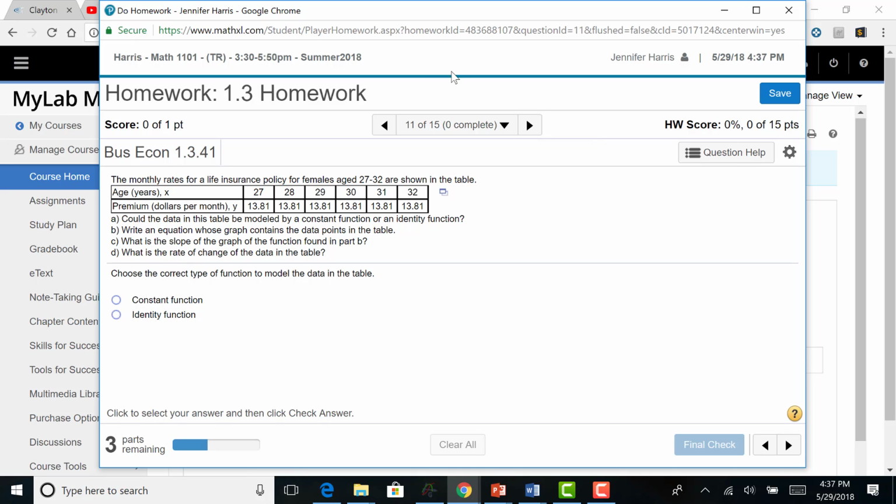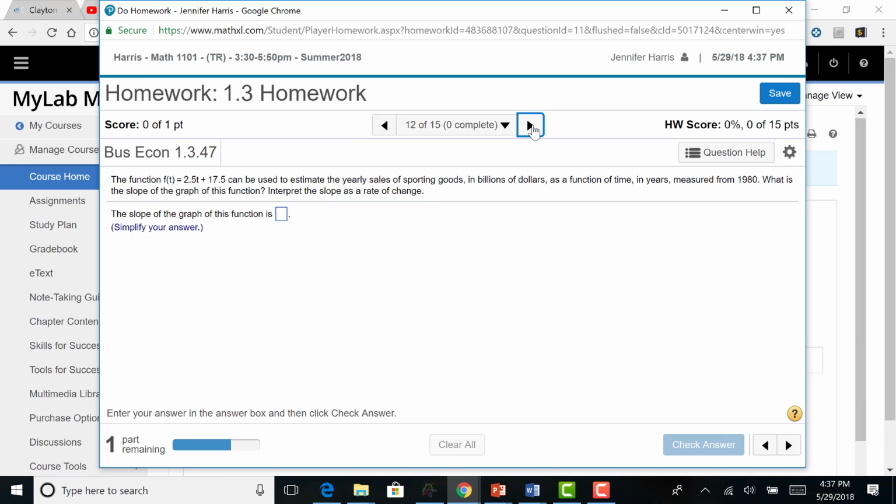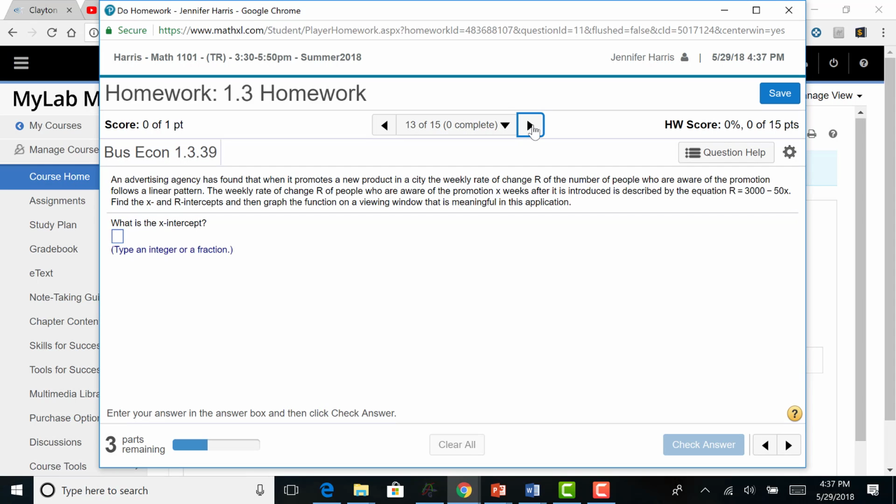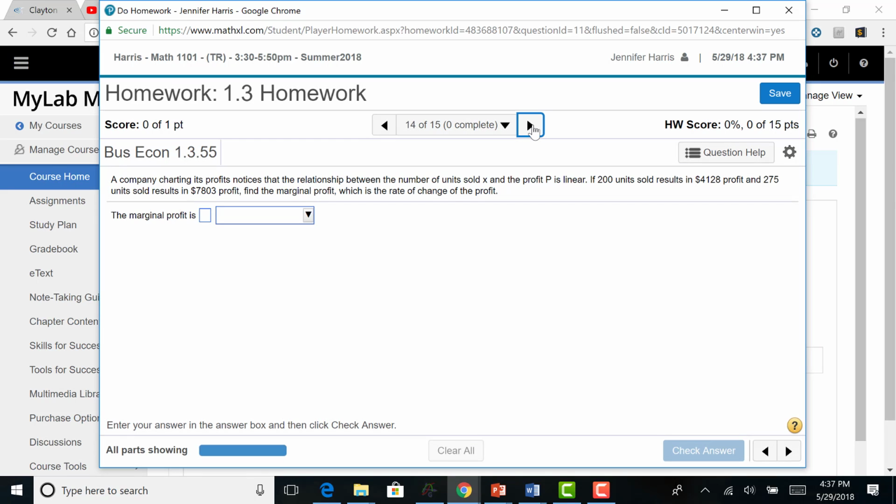Alrighty, so that helps to answer that. Let me see what else is in here. Okay, let's see, slope. Okay, you know what to do with that one. That one is the same, giving the x and y. Intercepts, it wants the x and y. Okay, slope. Look at this one for a second, guys. It asks you to find the marginal profit, which is the same thing as a rate of change, which is the same thing as a slope.